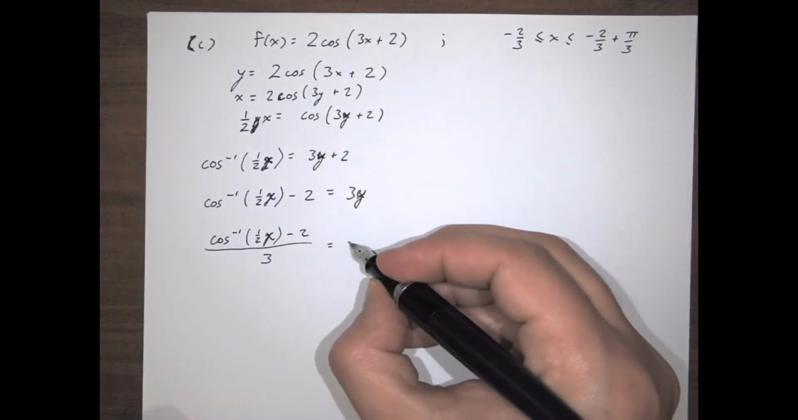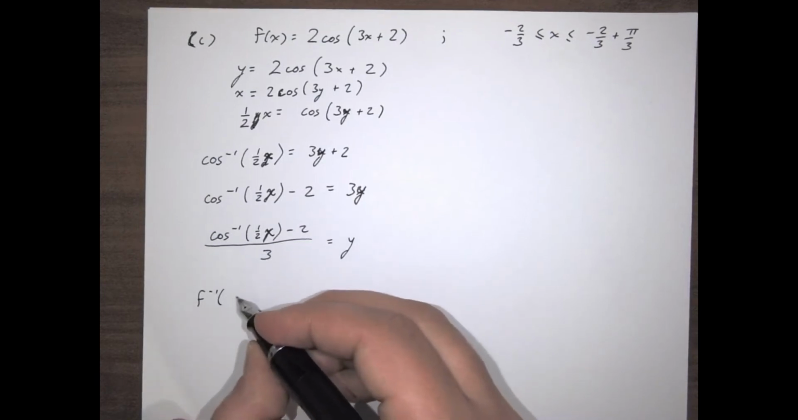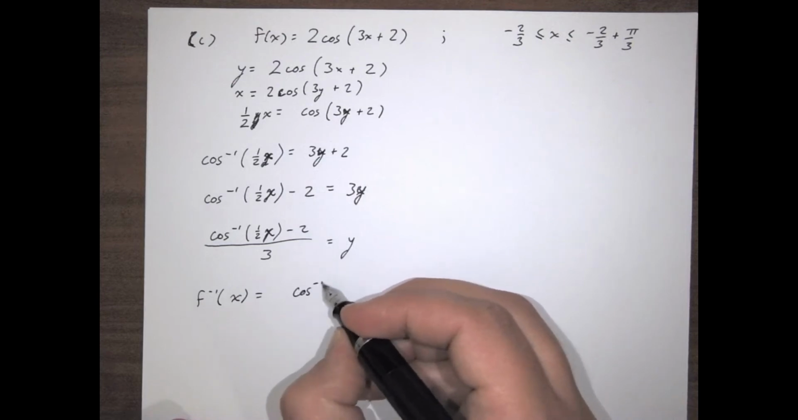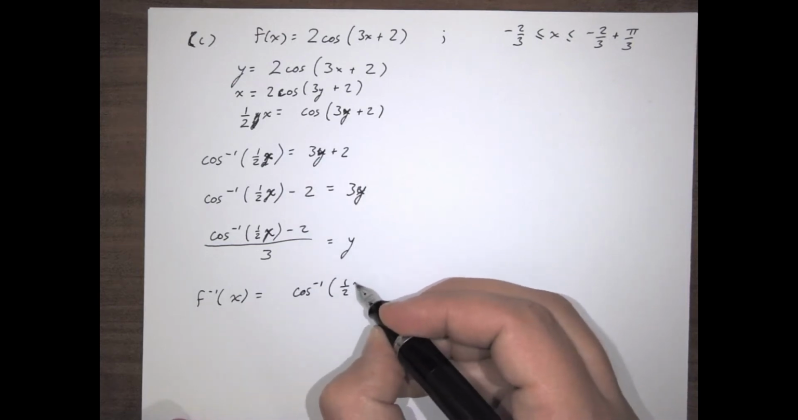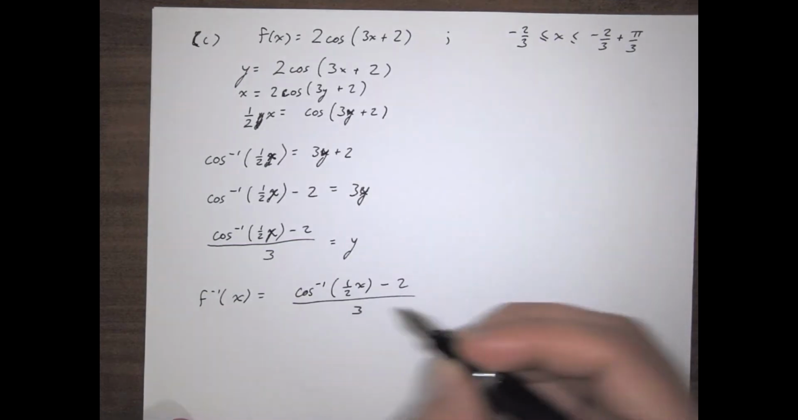Alright. So now that means f inverse of x equals cosine inverse of 1/2 x minus 2, all divided by 3.